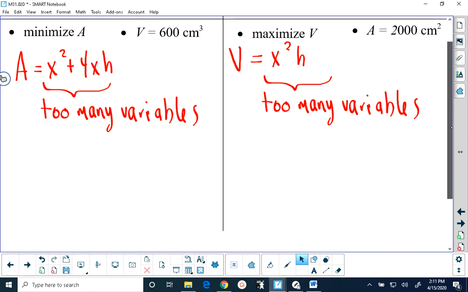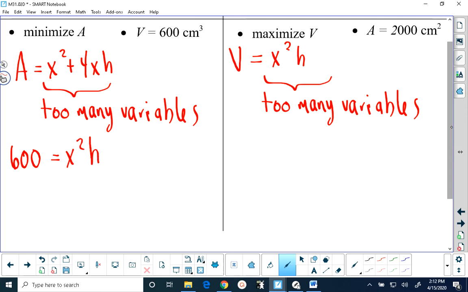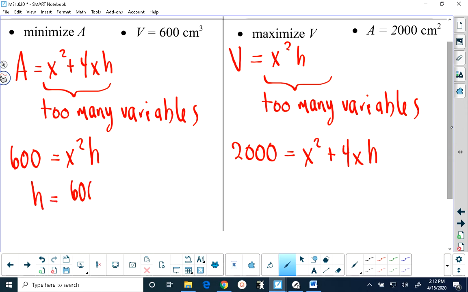Now, how are we going to eliminate h? Well, we're going to use the equation of constraint. The equation of constraint in problem 1 is that the volume, which is 600, has to be equal to x squared multiplied by h. The equation of constraint that we're going to use in problem 2 is that the surface area of 2000 has to equal x squared plus 4xh. In problem 1, h is equal to 600 over x squared. I would probably write 600x to the negative 2 to make my life just a little bit easier.